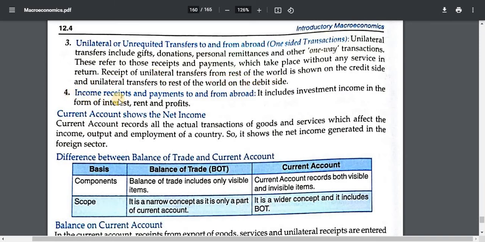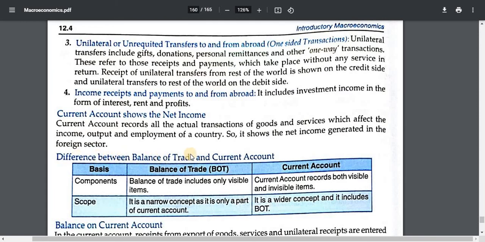4. Income receipts and payments to and from abroad. It includes investment income in the form of interest, rent and profits. Current account shows the net income. Current account records all the actual transactions of goods and services which affect the income, output and employment of a country. So it shows the net income generated in the foreign sector.